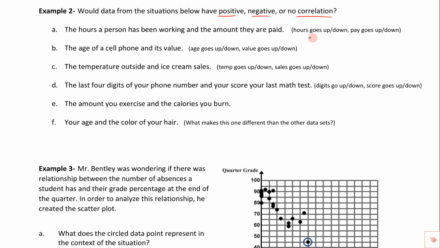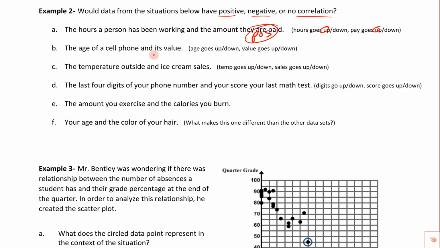Well, let's think about this, and I've got a little hint here. As the hours go up or down, what happens to the pay? Does it go up or down? So as hours go up, what would happen to the pay? Would the pay go up or down? Well, if hours go up and pay goes up, that represents a positive correlation. By the same token, if the hours went down, the pay would go down. So they would do the same thing together.